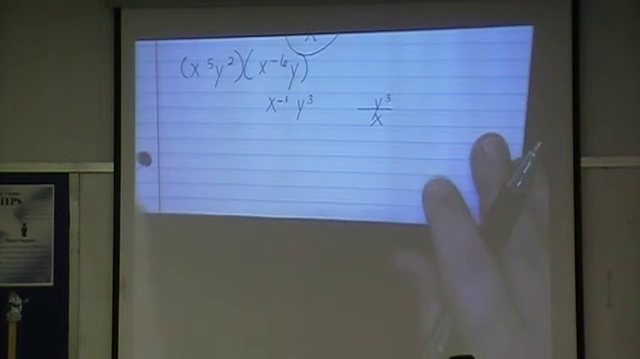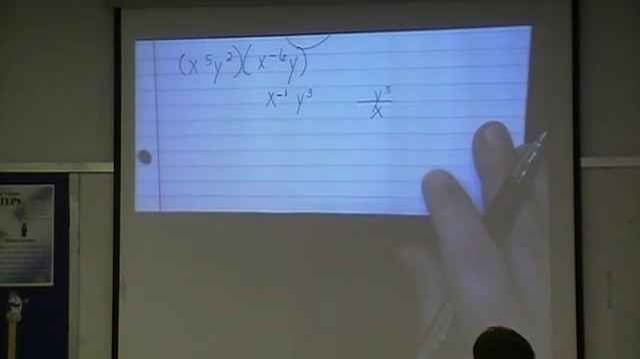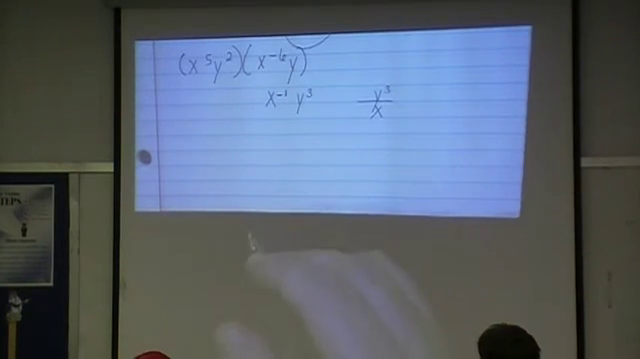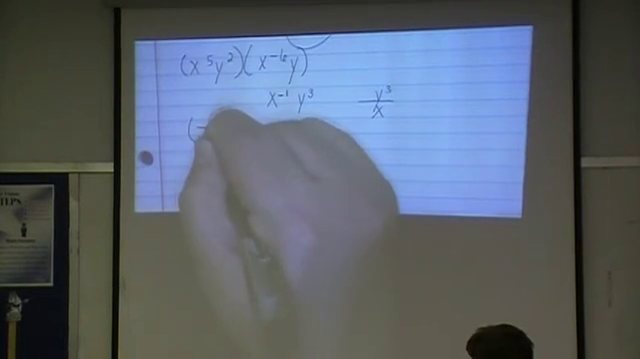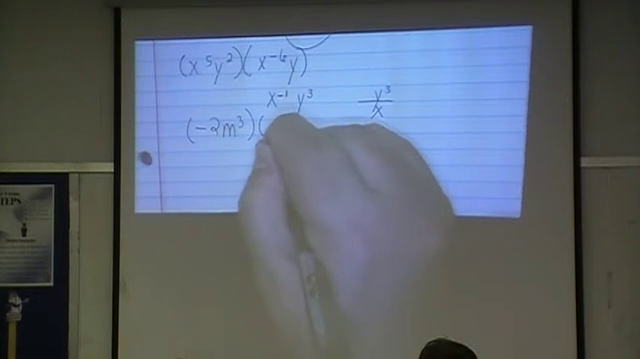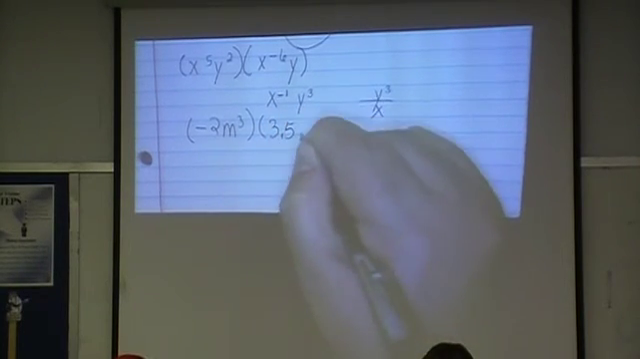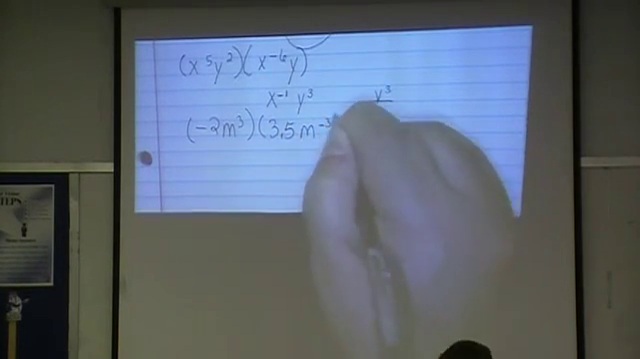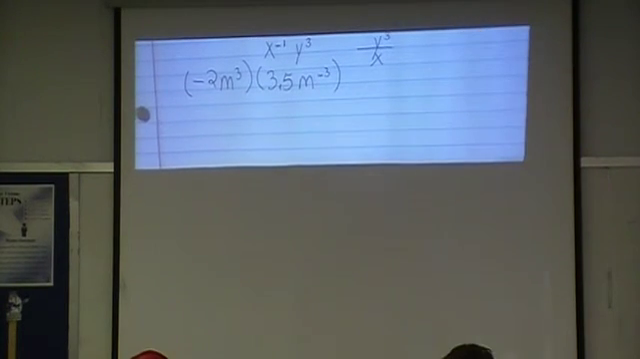All right, a couple more. -2 m cubed, 3.5 m to the -3.